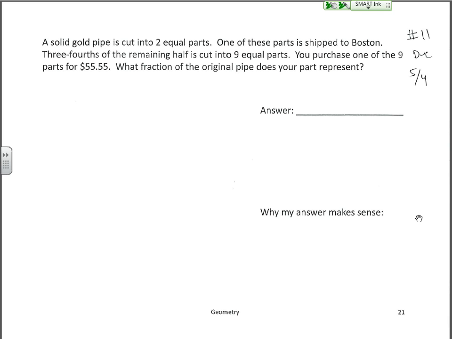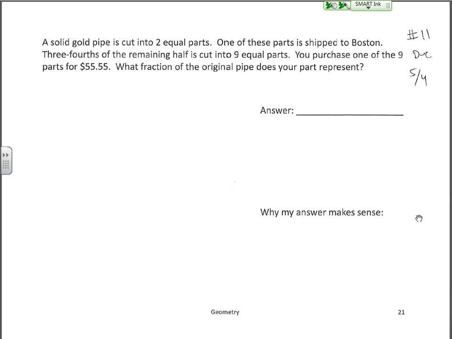So a solid gold pipe is cut into 2 equal parts. One of these parts is shipped to Boston. Don't know why. 3/4 of the remaining half is cut into 9 equal parts. You purchased one of those 9 parts for $55.55. What fraction of the original pipe does your part represent?